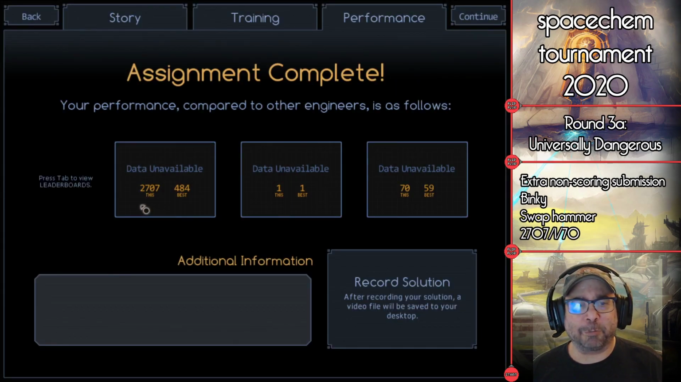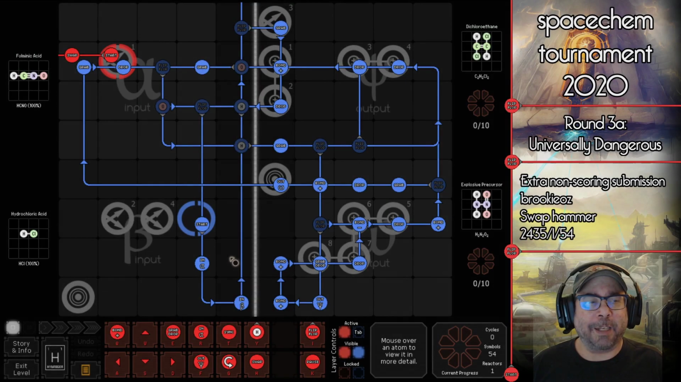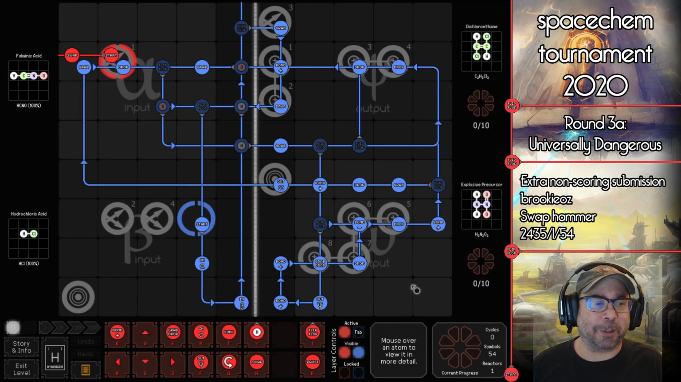This swap hammer solution runs at 2707 cycles, and it's beauty to watch. Thank you very much, Binky. The next swap hammer solution is by Brookie, and Brookie's going to explain it. Here we go, Brookie.